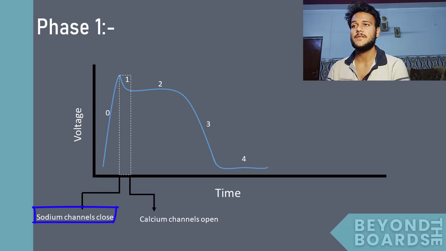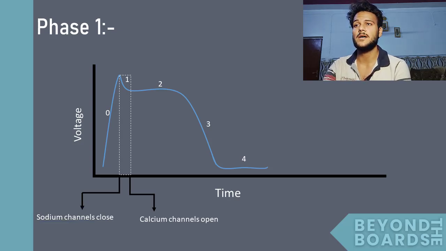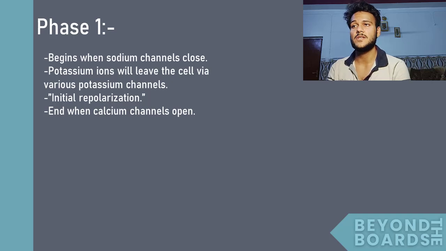Phase 0 is then followed by phase 1, which begins when the sodium channels close and then potassium channels open. This phase is called the initial repolarization, and the cell gets repolarized because the potassium channels open, which allows positive potassium ions to leave the cell, and the cell starts to become more negative. And so phase 1 begins when the sodium channels close and the potassium channels open, leading to efflux of potassium, a loss of positive ions, which lowers the membrane potential, i.e. making it more negative and less positive. This phase is called the initial repolarization, and it ends when the calcium channels open and phase 2 begins.